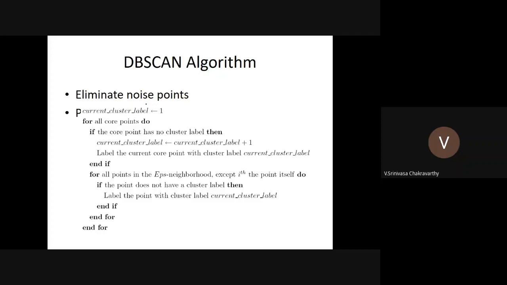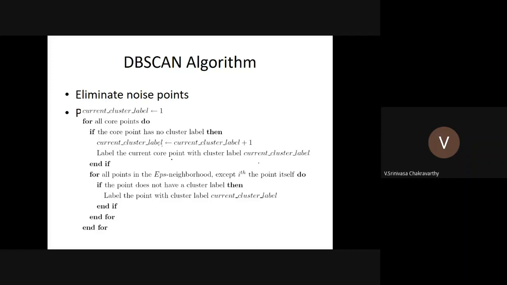You say that because initially we don't have any clusters, so we'll start with label number 1 and then apply this label to certain points. And how do we do that? For all the core points, go over the loop of all the core points. If a core point has no cluster label, then you update the label by 1, whatever the current running label is, and give it to that core point. So this is initialization. Then label the current core point with this cluster label.